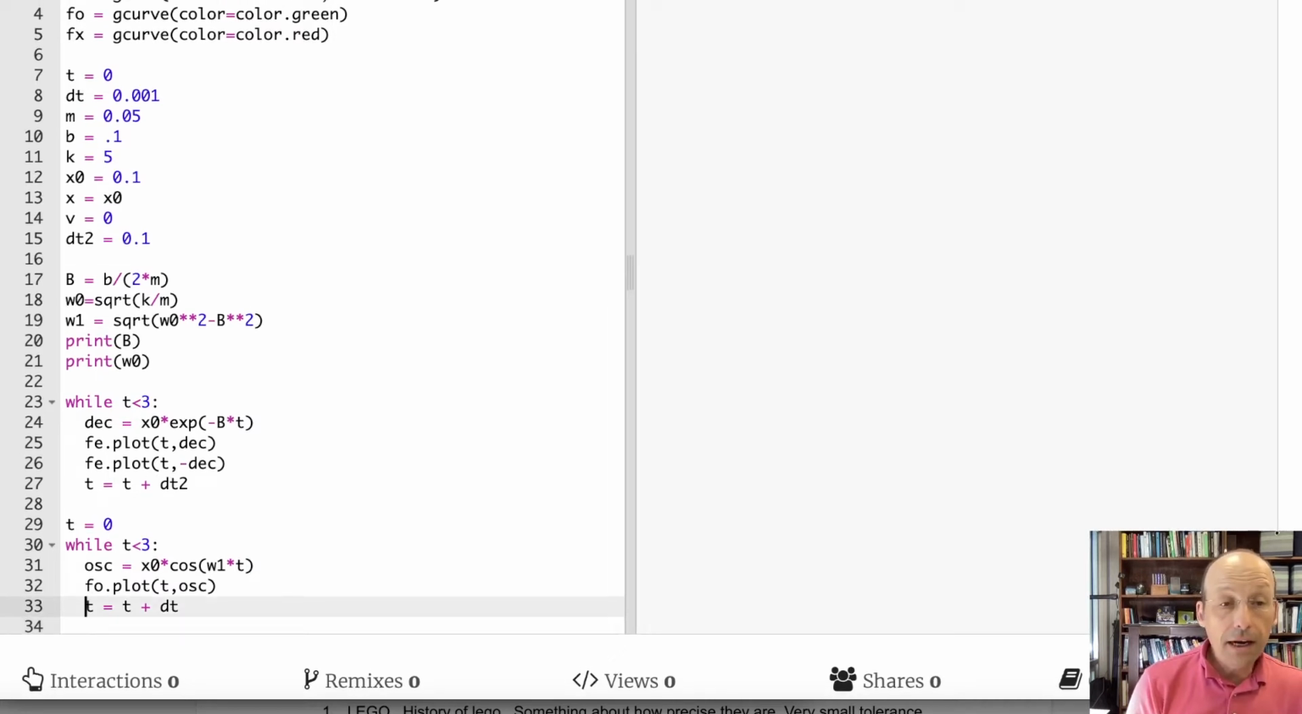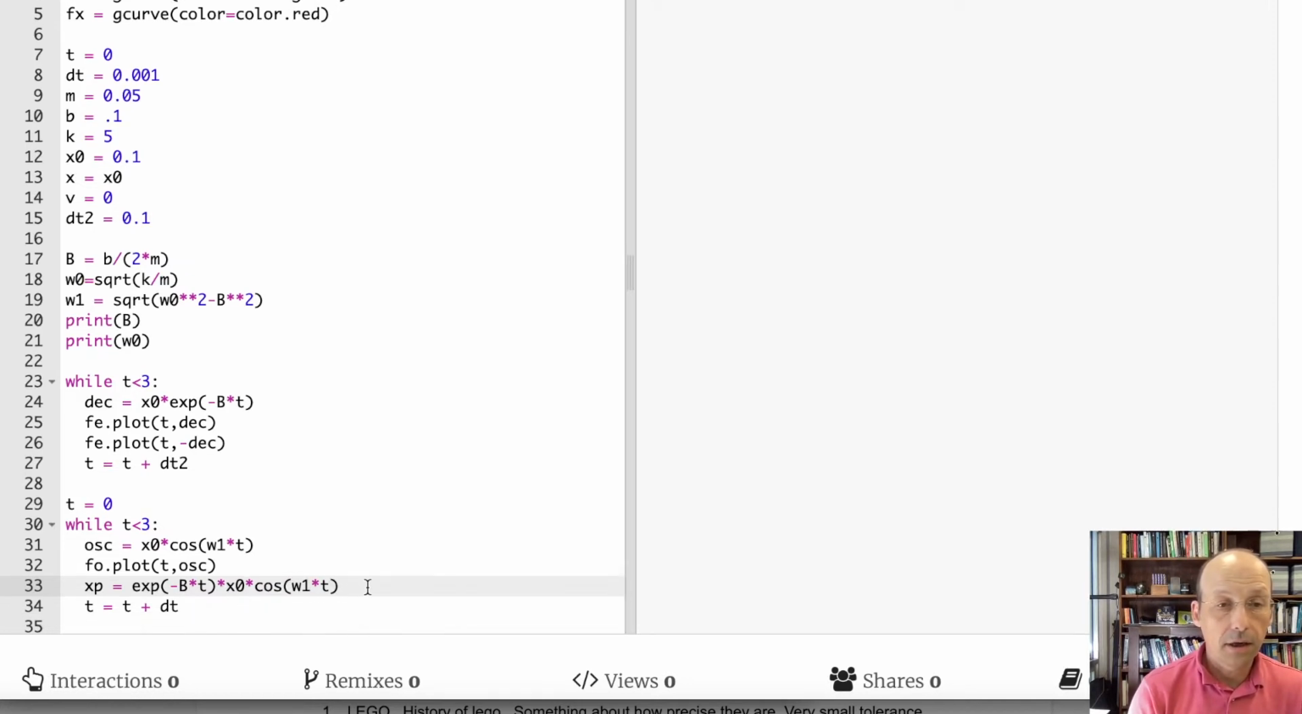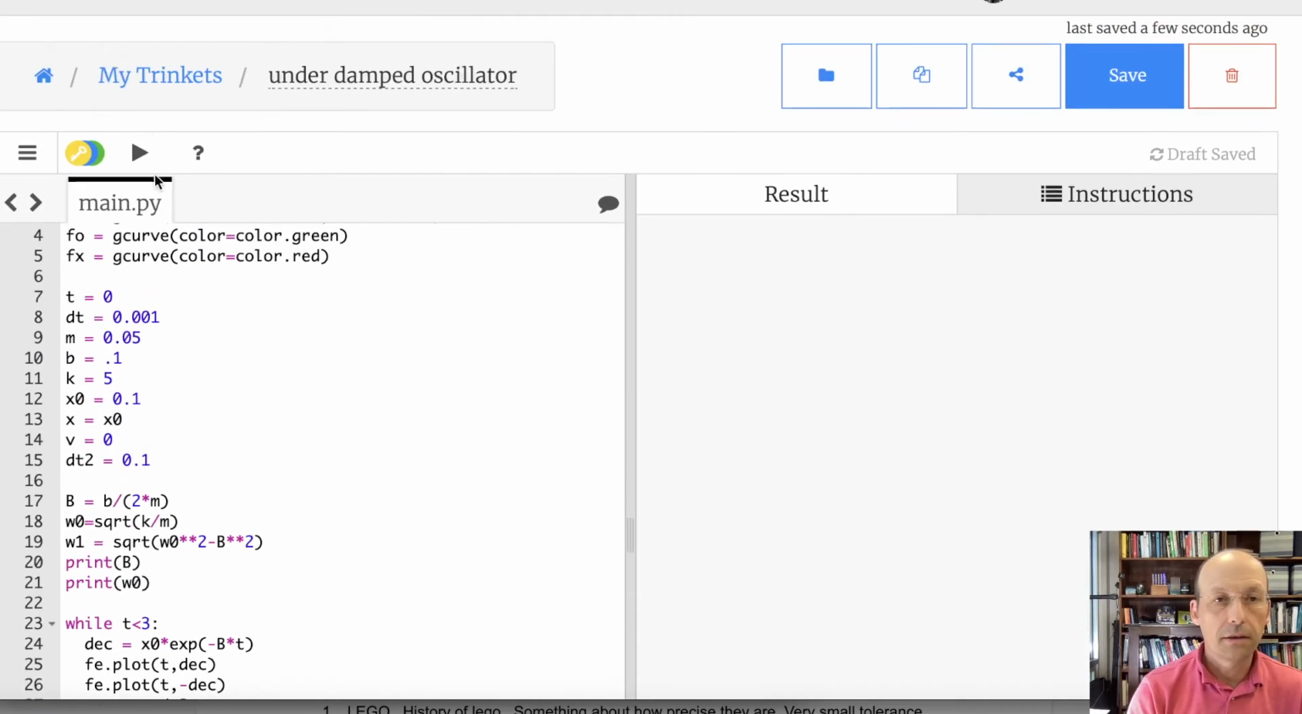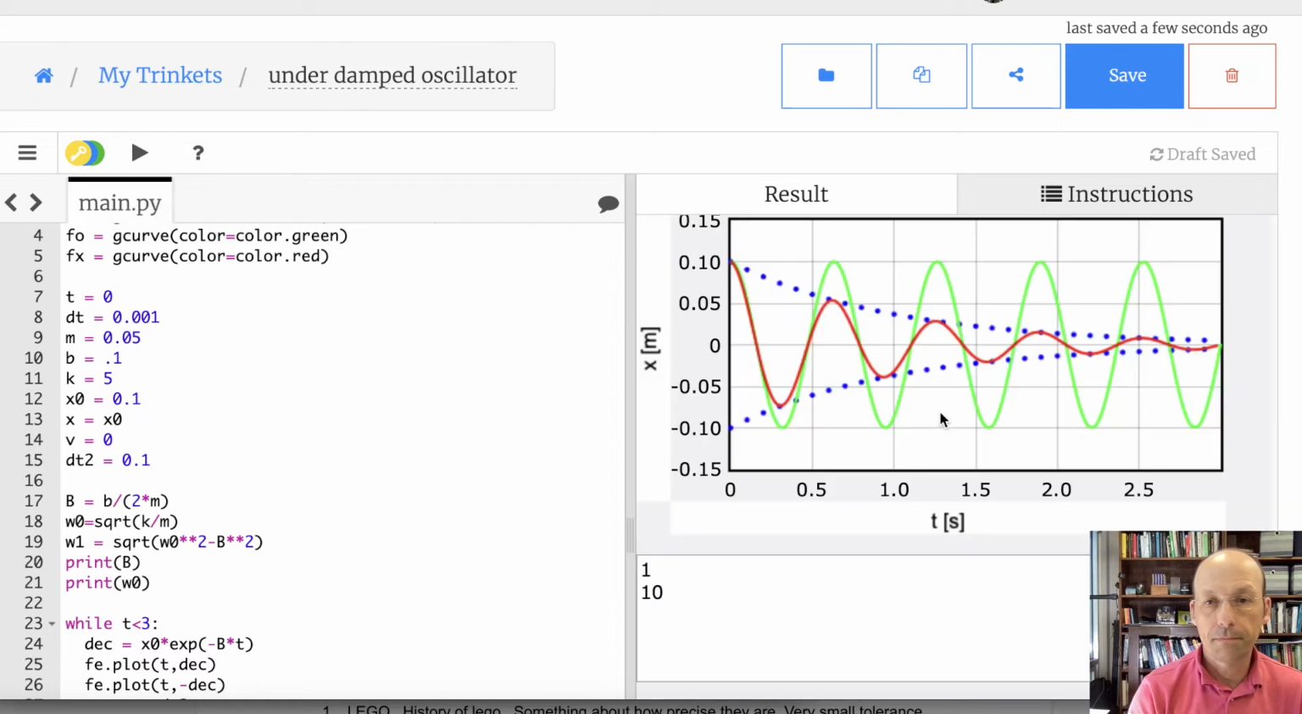Okay, finally, I'm going to plot the function xp equals, it's just a whole thing. It's going to be exponent negative b times t times x0 times cosine omega 1 times t. And then let's plot that. And I called it fx. Did I call it fx? Yeah. Dot plot t xp. And that's xp for the x plot.